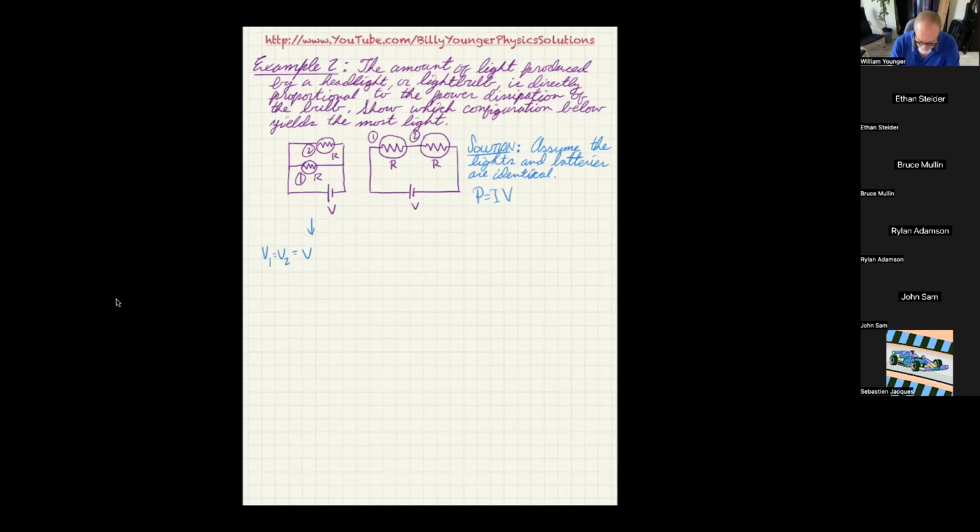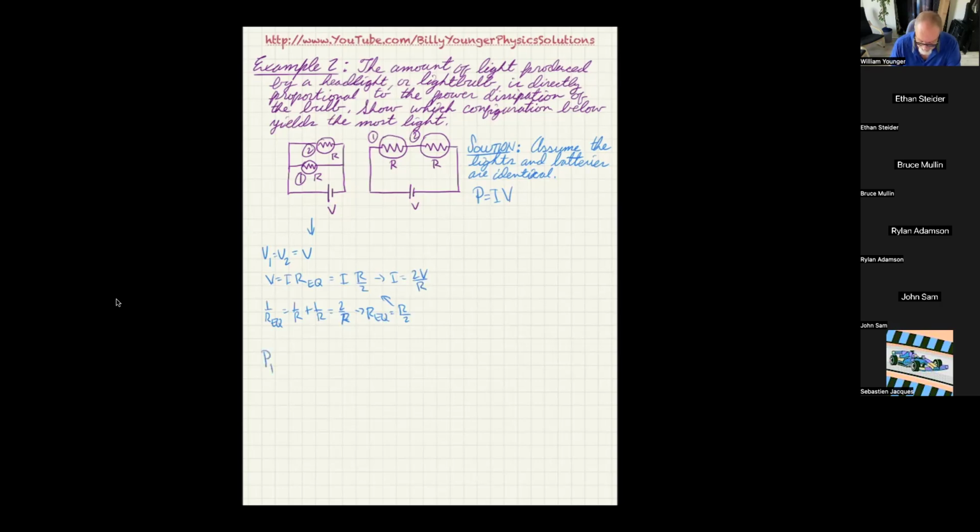And now the current is gotten another way. What we know is that V is equal to IR for the entire circuit. So in this case, I have to talk about R equivalent. Well, these two resistances are in parallel. And what that means is 1 over R equivalent is equal to 1 over R plus 1 over R, which is equal to 2 over R. So that means R equivalent is equal to R over 2. So now I can plug this back in and say V equals I times R over 2. And that tells us that I is specifically equal to 2V over R.